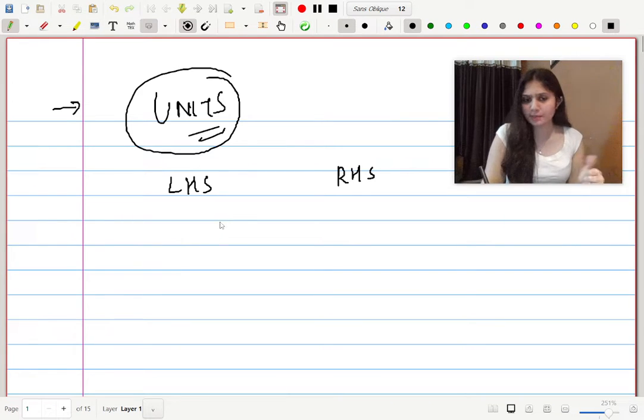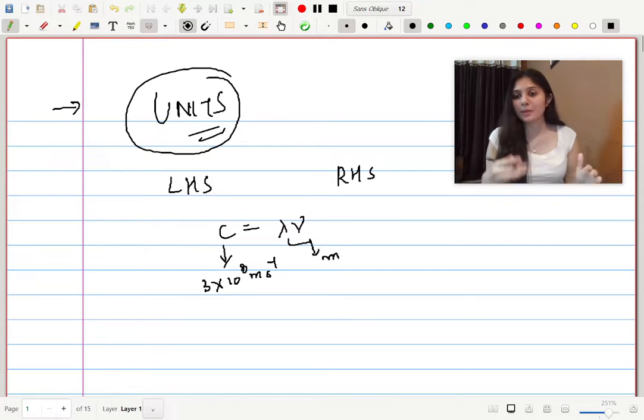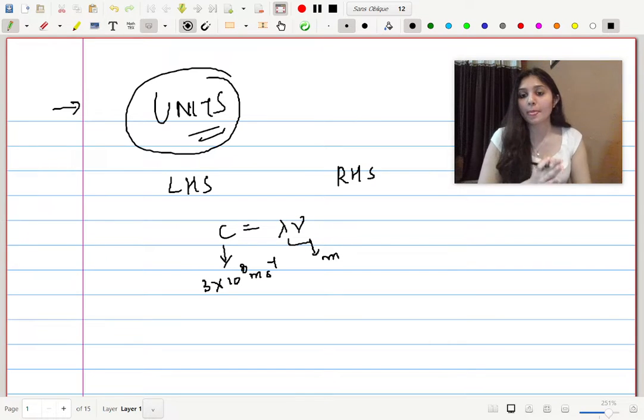So for example, I'll give an example. We have c is equal to lambda nu, a very simple equation that I think you guys know already. So c is 3 into 10 to the power 8 meter per second, right? This is a constant, and everybody should remember the value of this constant. This is LHS, and lambda is in meters. Matlab, it can be in centimeters, it is a length, it can always be in the units of length, which is meter, centimeter, kilometer, whatever, but generally it is in meter.